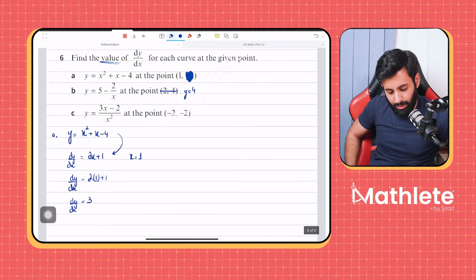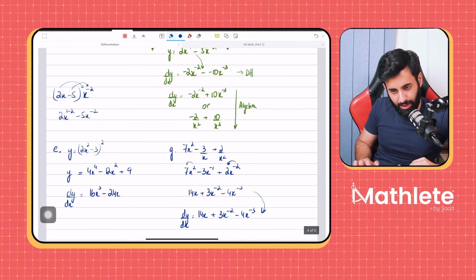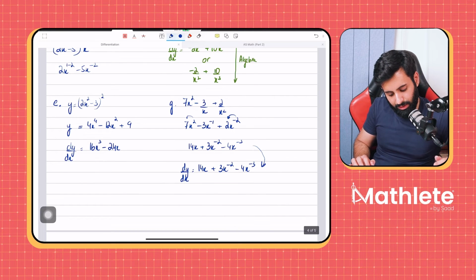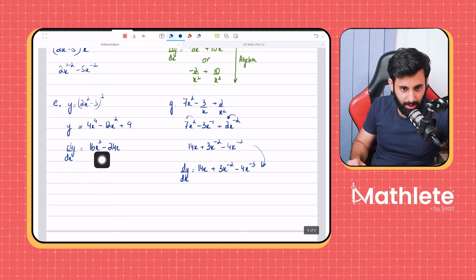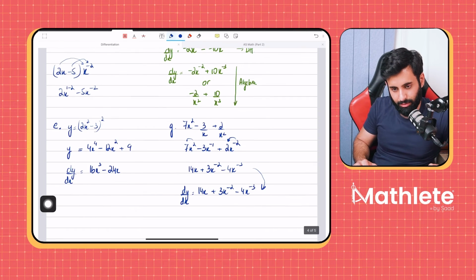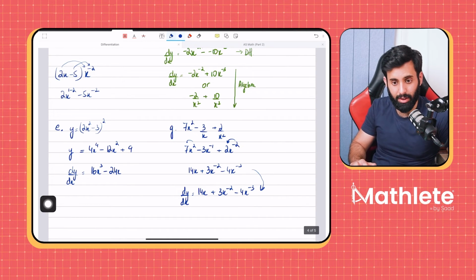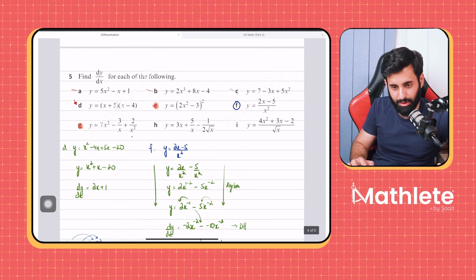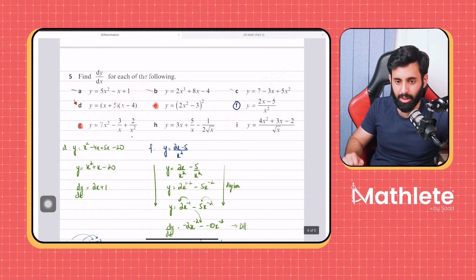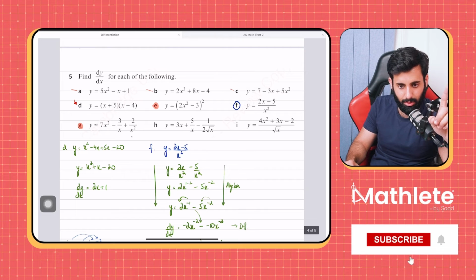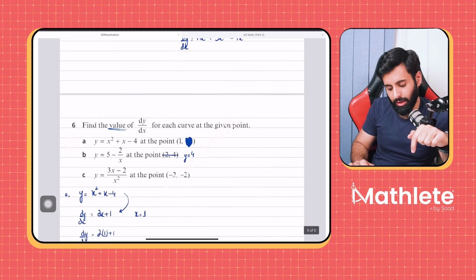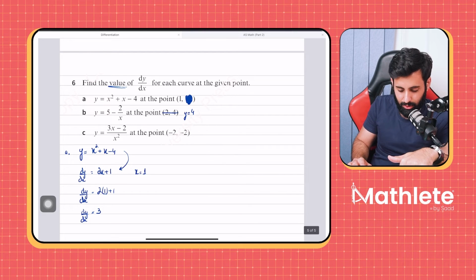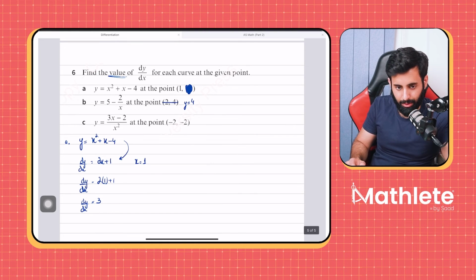Why? Because if you look at dy by dx in all the questions that we have done so far, what has dy by dx been in terms of? It's always been in terms of x. So if you want to find the gradient using dy by dx, what's the one thing you need to know? We need to know the x coordinate. So if you don't know the x coordinate, what will you do? You will find the x coordinate. How? By using the y coordinate.